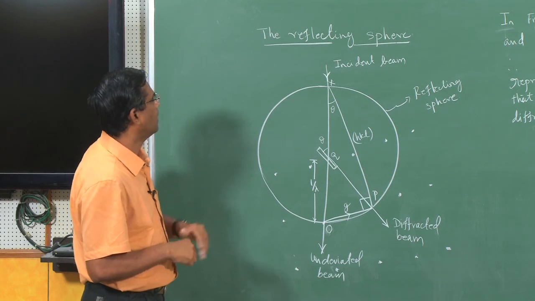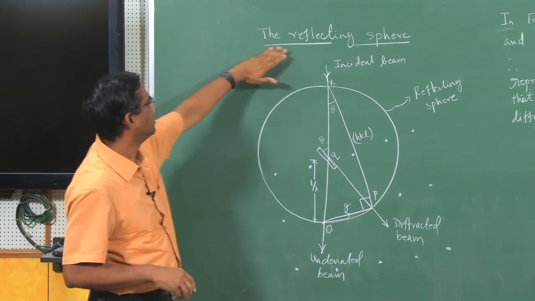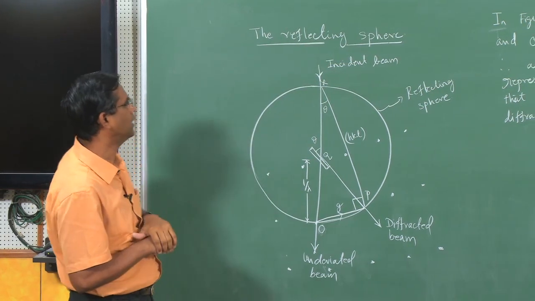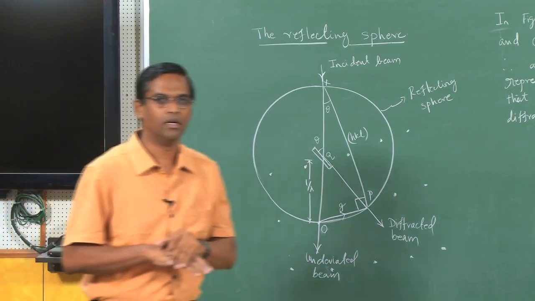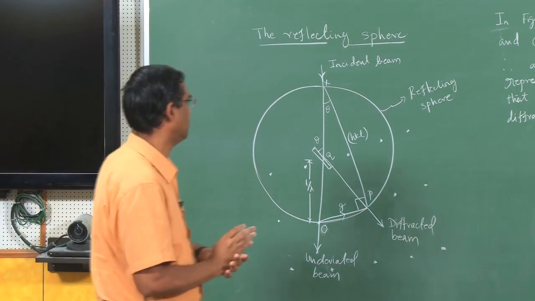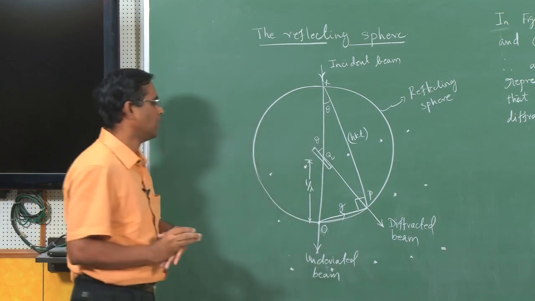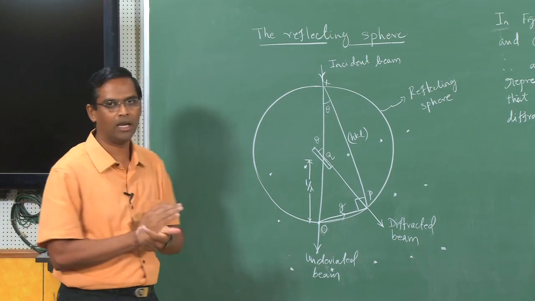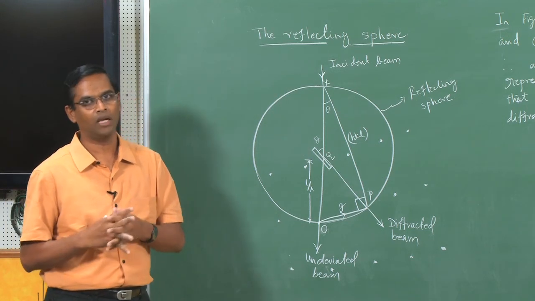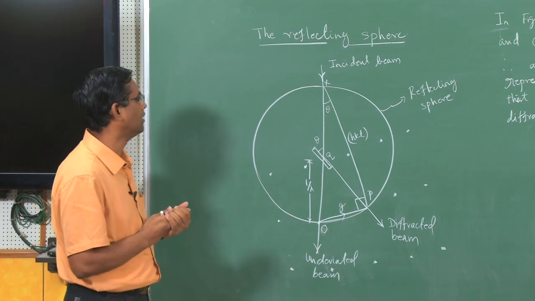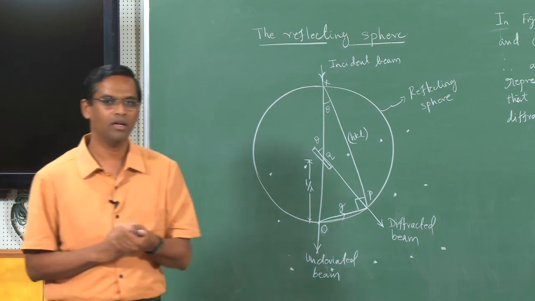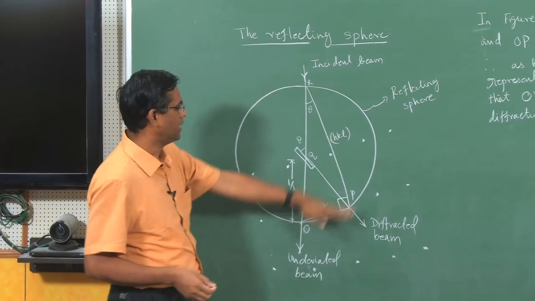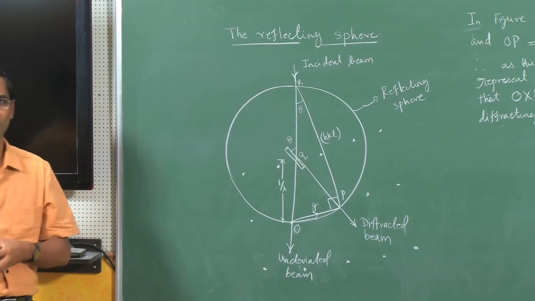So what I have written here is the reflecting sphere, which is also called the Ewald sphere. It is an imaginary concept again, like we stated in the lecture, to connect the reciprocal lattice and the Bragg law. There is a link between a reciprocal lattice and a Bragg law. You can use it as a via media to understand the diffraction phenomenon.